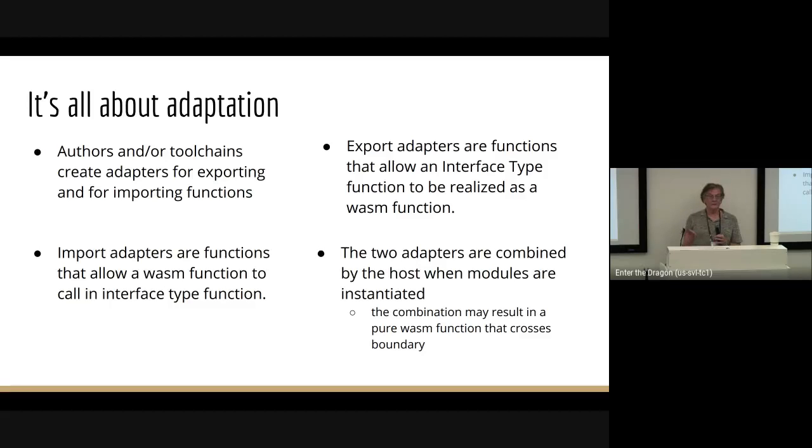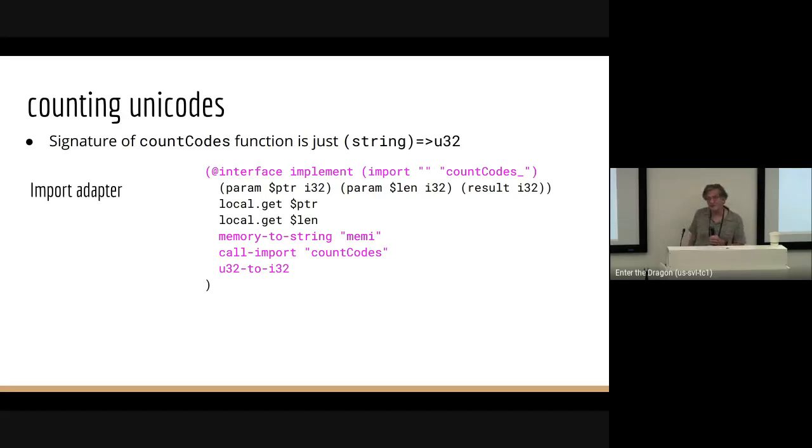And then what the host does is take these two adapter functions and fuse them together into a single function. So this is a kind of code generation approach. That fused code implements the glue between the two sides of the contract. If you were talking about WASM to WASM, then the resulting glue is just a pure WASM function. But if you were talking about invoking a host API, then this glue code lives somewhere in the middle of that world. So let's look at a small, simple example, a function that counts Unicodes.